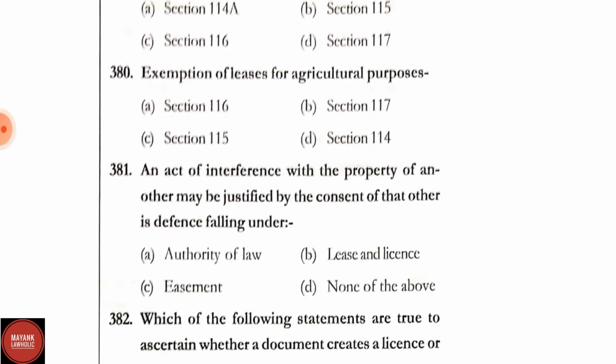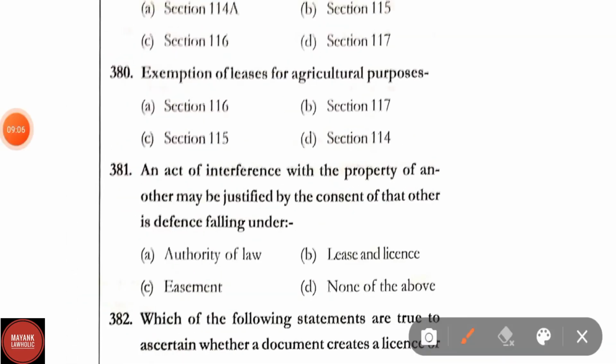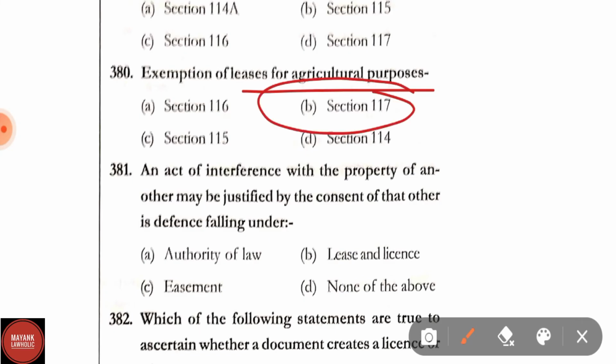Question number 380. Exemption of leases for agriculture purposes. Option A, Section 116. Option B, Section 117. Option C, Section 115. Option D, Section 114. Here the correct answer is option B, that is Section 117.